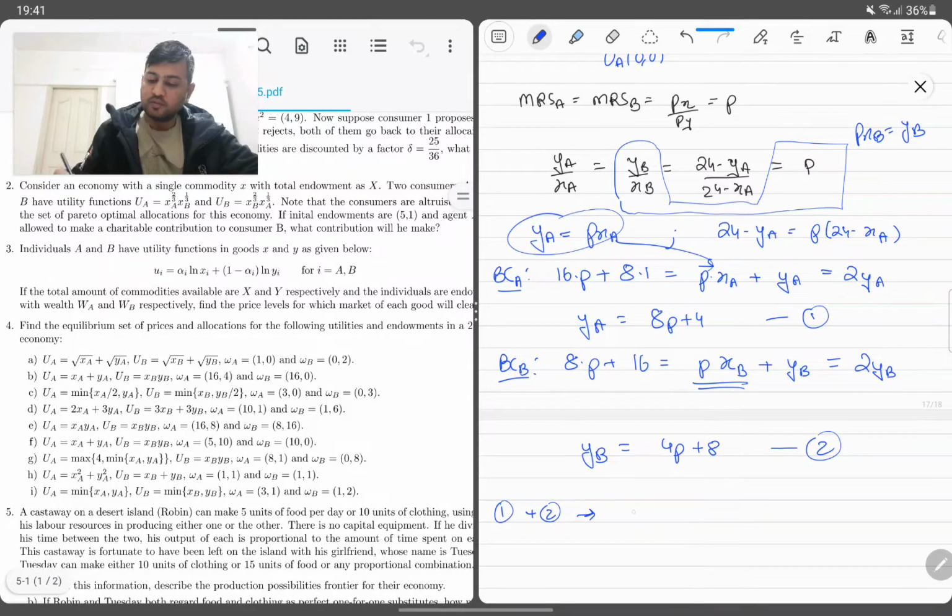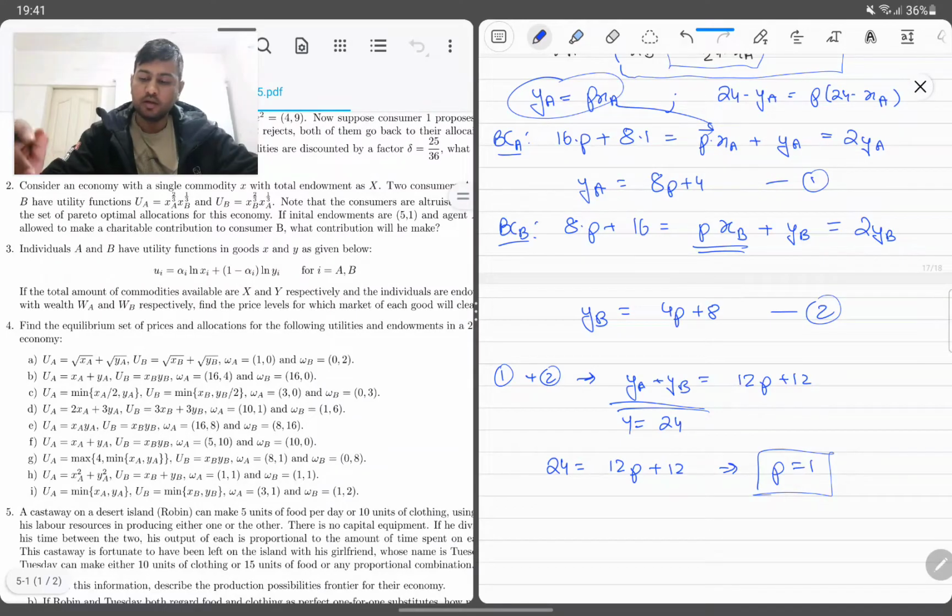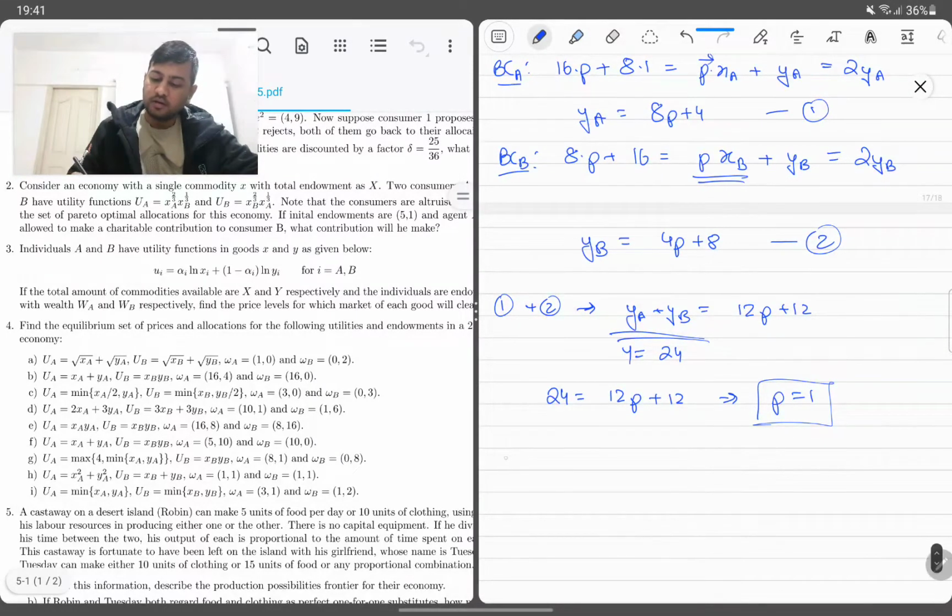Now 1 plus 2 gives me Ya plus YB must be equal to 12P plus 12. Now I know Ya plus Yb is total amount of Y in the economy, which is equal to 24. So basically 24 is equal to 12P plus 12, which implies P must be equal to 1. Once you get P equals 1, from equation number 1, Ya is equal to 8 plus 4, which is equal to 12. Yb is equal to 4 plus 8, which is also equal to 12.